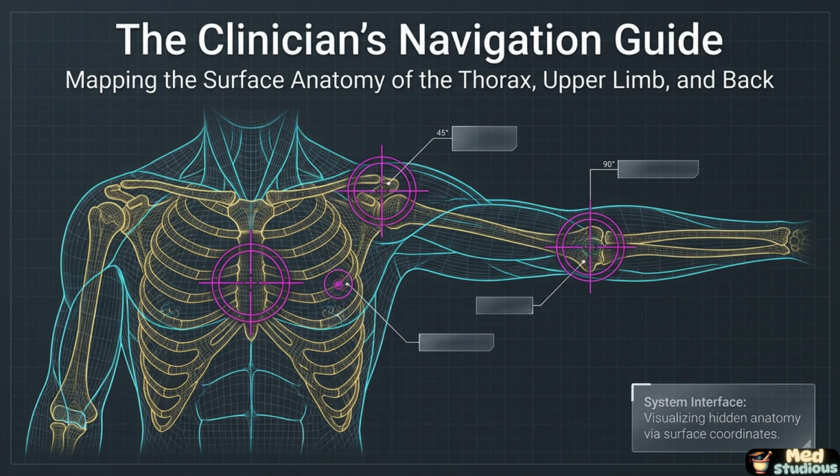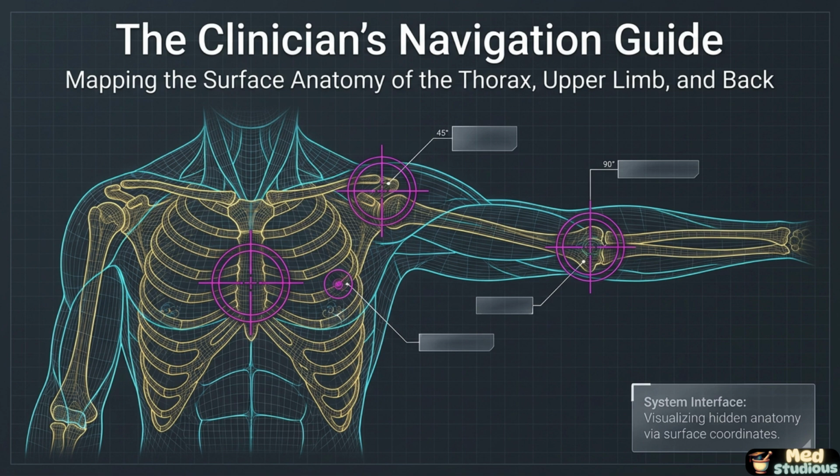Welcome back to Studious. The human body holds most of its critical structures completely out of sight, deep beneath skin, fat, fascia, and muscle. So how does a clinician know exactly where to press, listen, inject, or incise without opening the body up? The answer is surface anatomy, a precise coordinate system built from visible and palpable landmarks that map everything below.